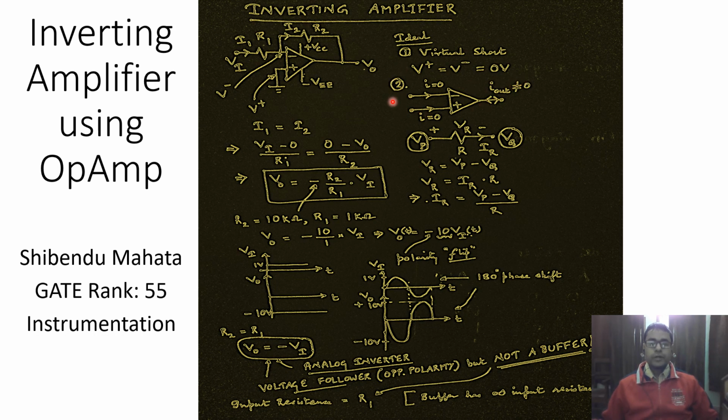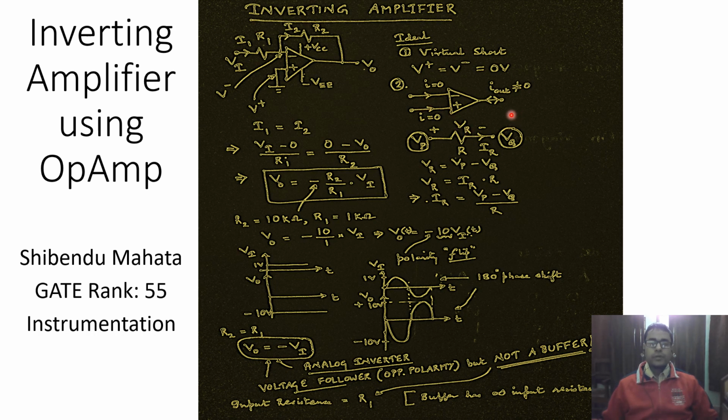The second idea is that if the op-amp presents infinite input resistance, then no current can enter the input terminal of the op-amp. So again, this is an ideal case, and herein we find that I is equal to 0 for both the inverting and the non-inverting terminals.